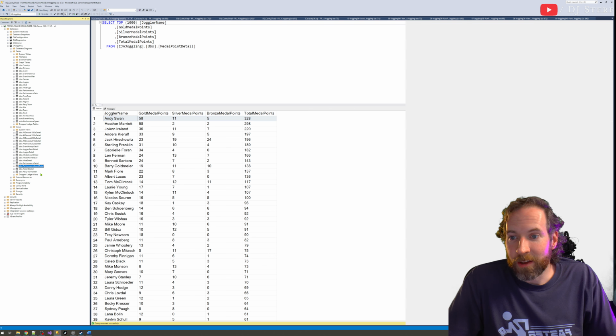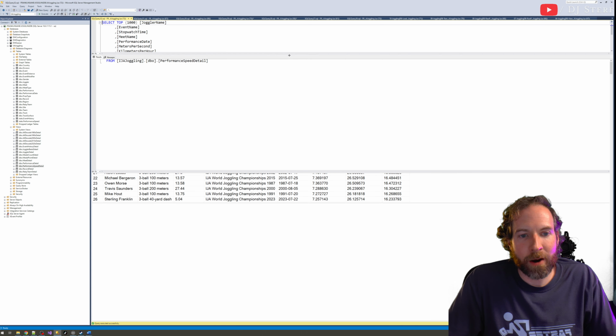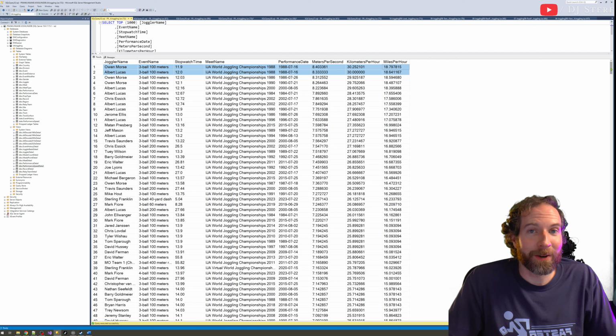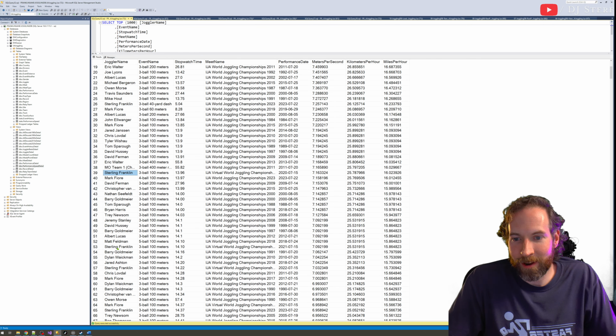And there's performance speed detail. This one's kind of cool. You see in meters per second, kilometers per hour, and miles per hour, each individual performance. So 3-ball 100 meter, Owen Morse and Albert Lucas up top. They were collegiate runners, very legendary in the sport of joggling, as well as running. And Albert did hurdles too. He did hurdles while joggling. That was pretty wild too. So I'm here with 40-yard dash, 100-meter. Where's my 60? Where my 60 at? The 60, I played too safe.